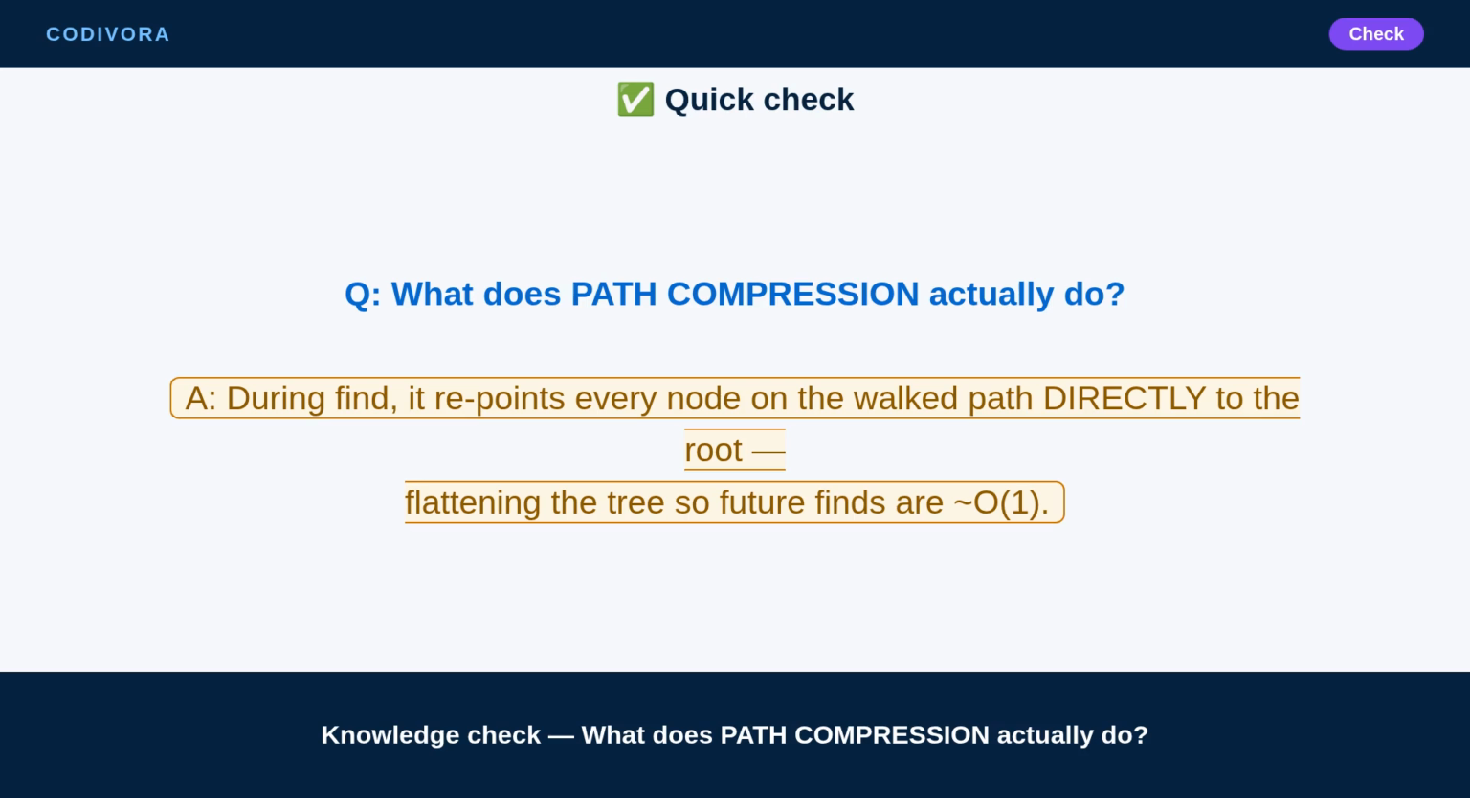Quick check. What does path compression actually do? During a find, as you walk up to the root, you point every node on that path directly at the root. The tree flattens, and future finds on those nodes become essentially constant time.